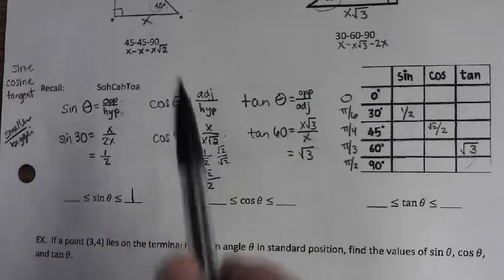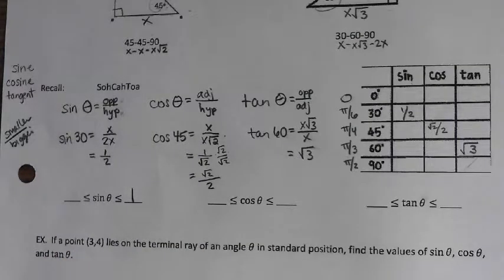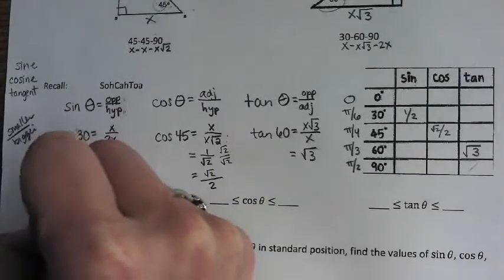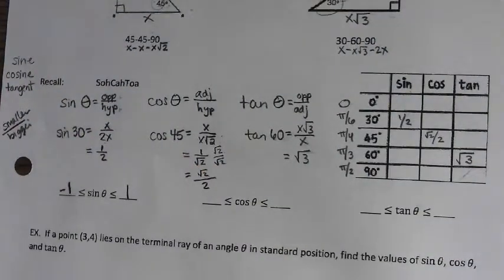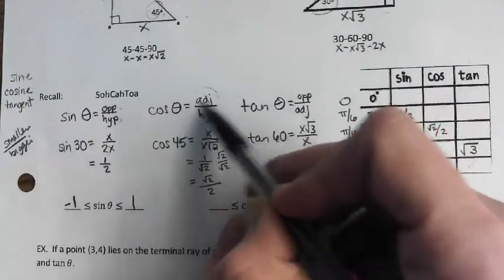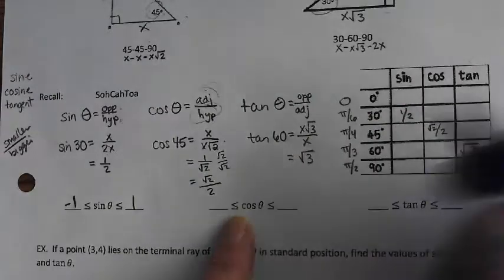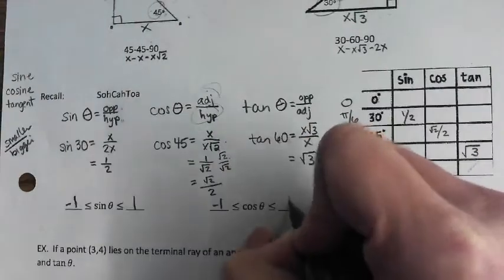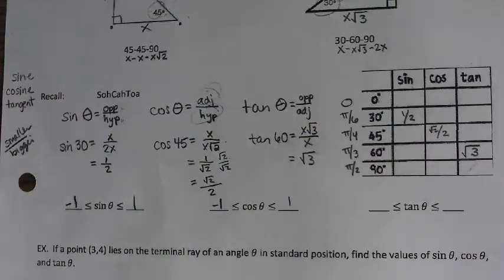Even though these are side lengths, for the first time, you're going to be able to think of side lengths as being negative. So the lowest this would ever get is -1, and we'll see some examples of that as well. In cosine, we have the same thing. Isn't the adjacent side always going to be smaller than the hypotenuse? So that's also always between -1 and 1.